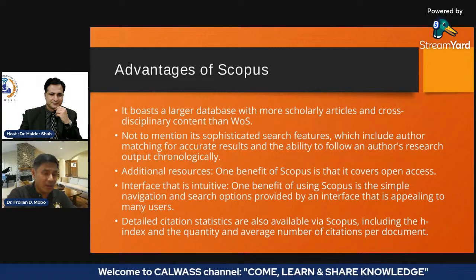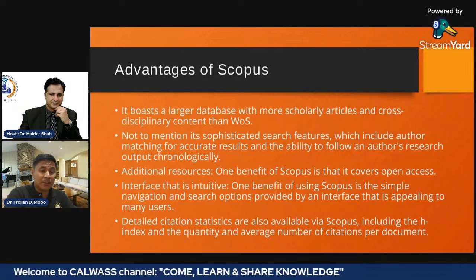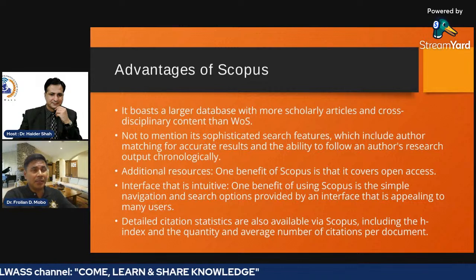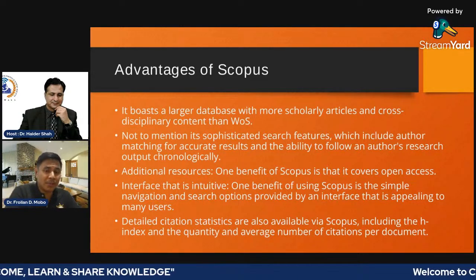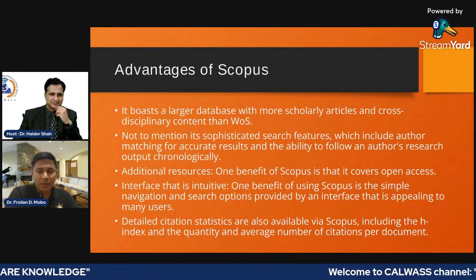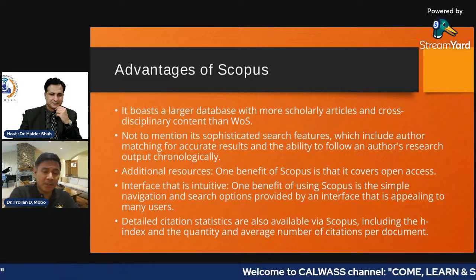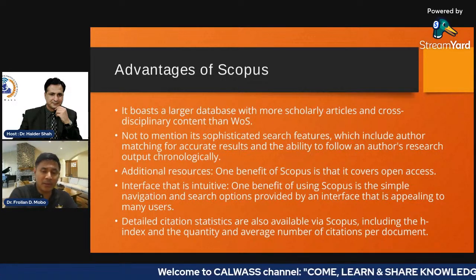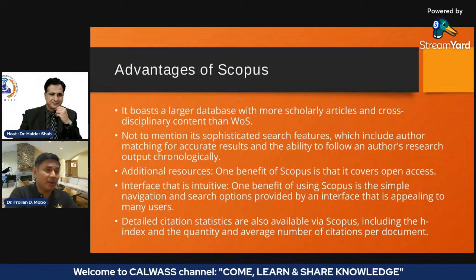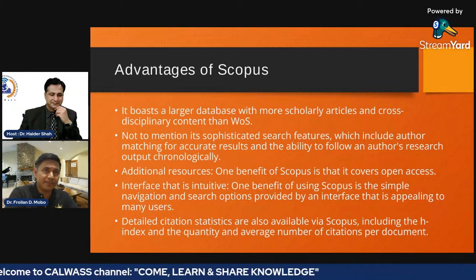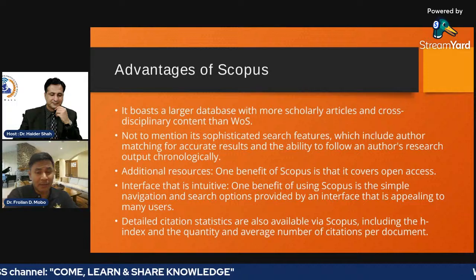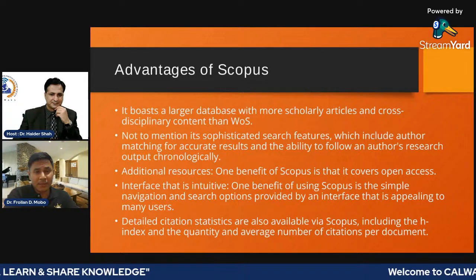And then the detailed citation statistics, which is also the same with Web of Science and SJR. So of course, you will be able to know the number of citations, the H index, and the quantity and the average number of citations per document, just like the same with Web of Science and Google Scholar. So those are the advantages of Scopus in terms of indexing.